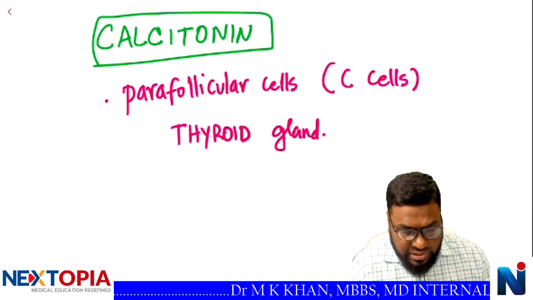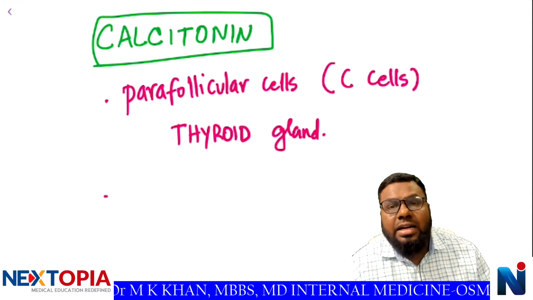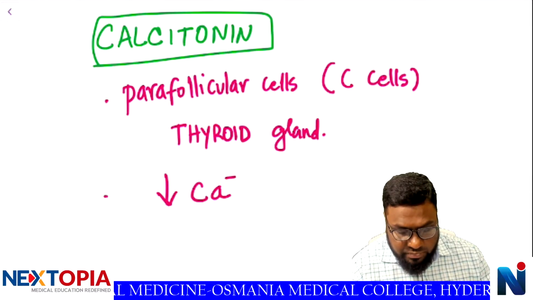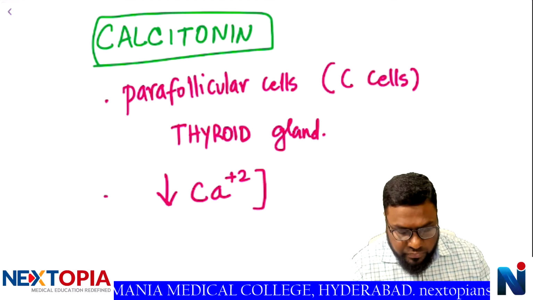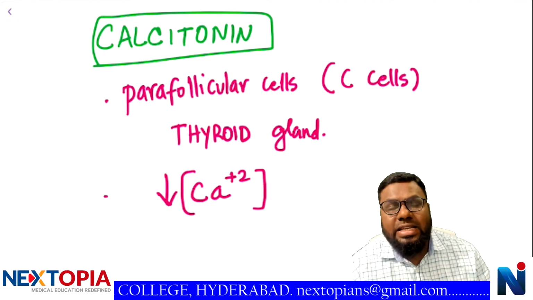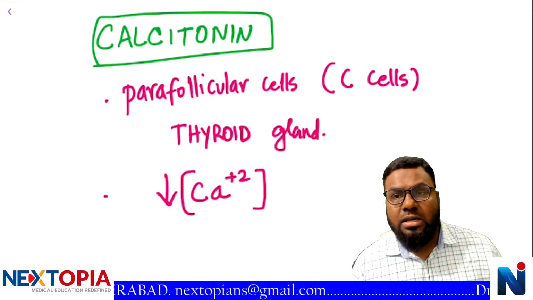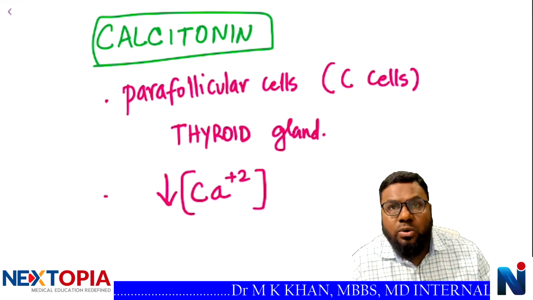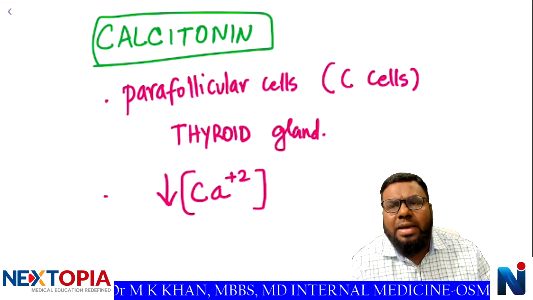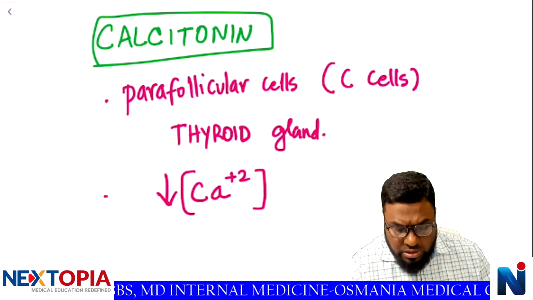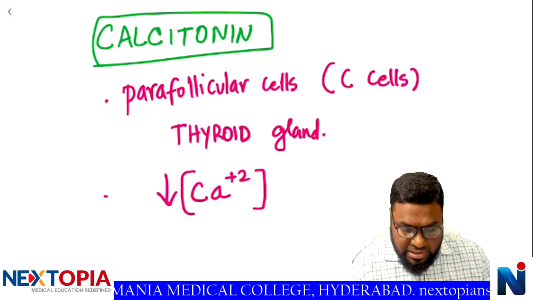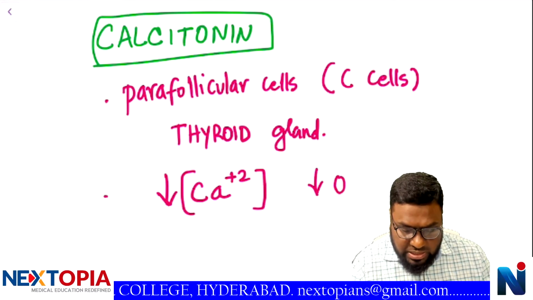What is the action of calcitonin? Calcitonin lowers the plasma calcium. It decreases the plasma calcium. What was the role of parathormone? To increase the plasma calcium. Here it decreases the plasma calcium, exactly opposite to parathormone activity. How? By decreasing the bone resorption, by inhibiting the activity of the osteoclast. So by decreasing the osteoclastic activity.